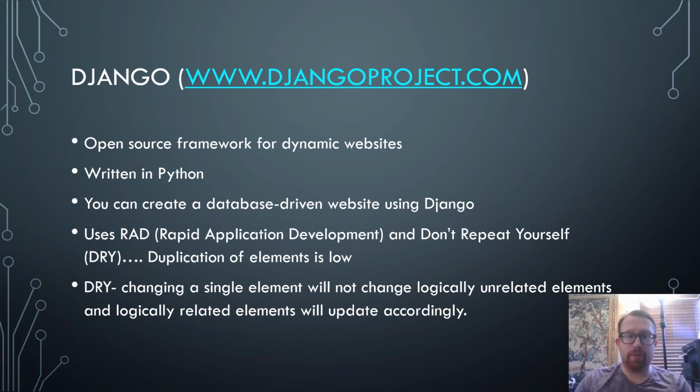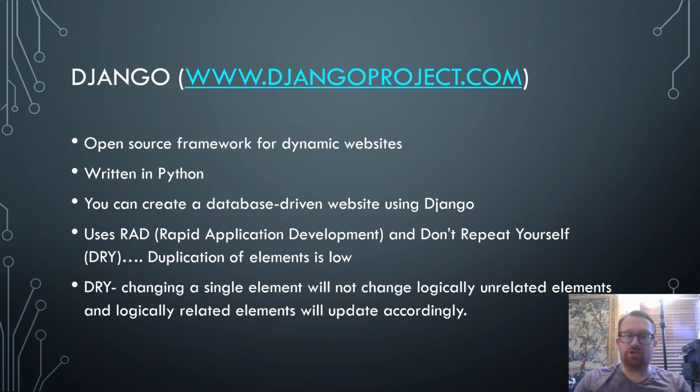The first one is Django. You can find more about it at djangoproject.com. This is an open source framework for dynamic web pages. It's written in Python, and you can create a database-driven website using Django. We're going to talk more about databases tomorrow. It uses what's called Rapid Application Development, and don't repeat yourself, DRY. So this allows for duplication of elements, and that's low. So the whole goal with the Django project is that you can do things with it for web design and you're not repeating yourself constantly when you do it.